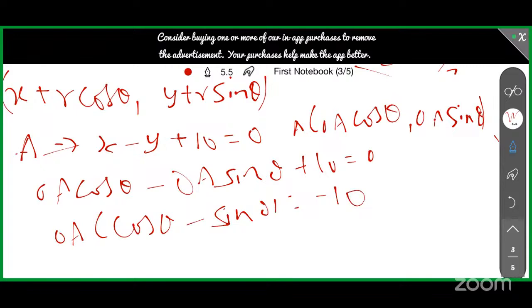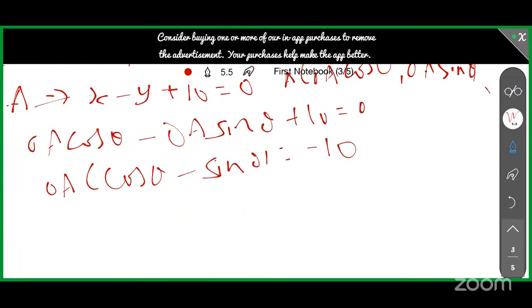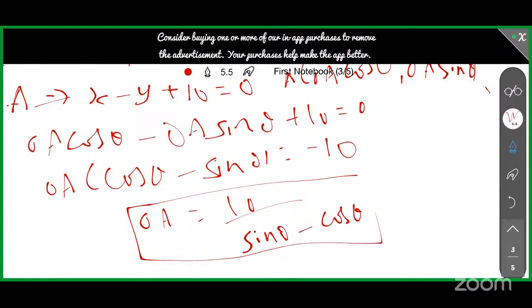Yes or no? Now I simplify this equation once again. I'll take the minus and cancel this minus. So OA is equal to 10 by (sin theta minus cos theta). Is it clear now? Yes, sir. Now you understood how to do it.